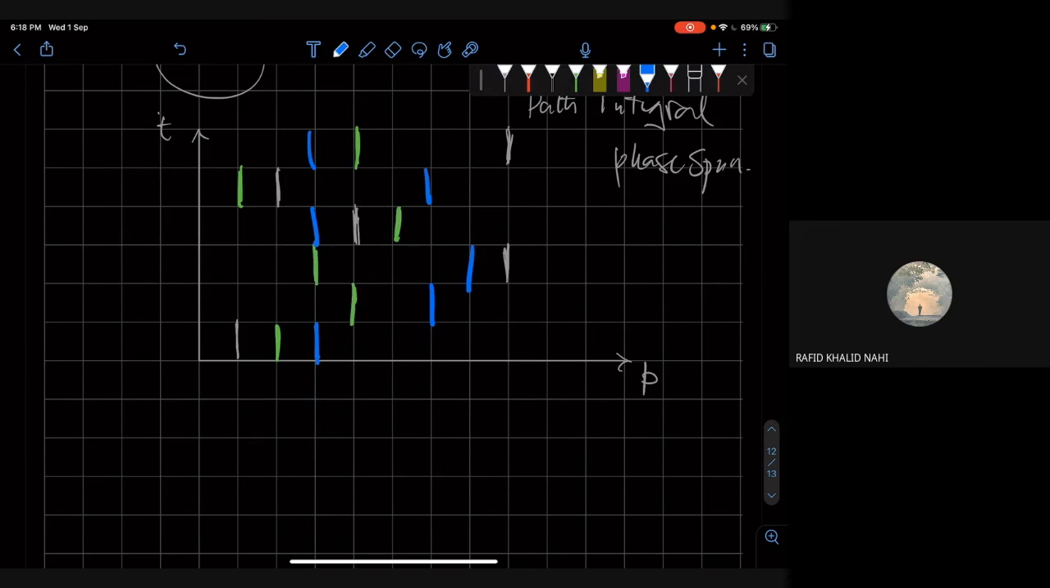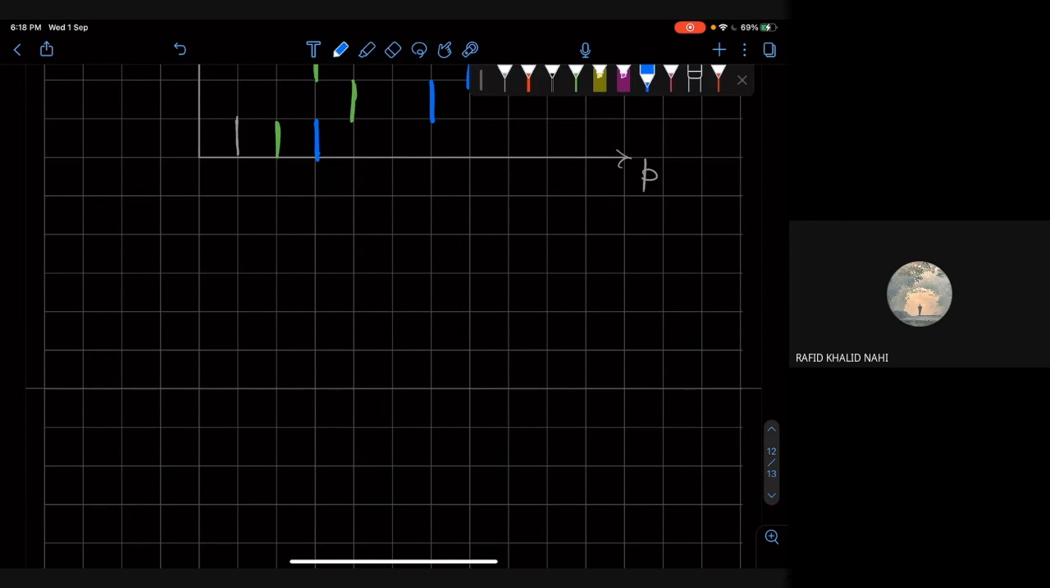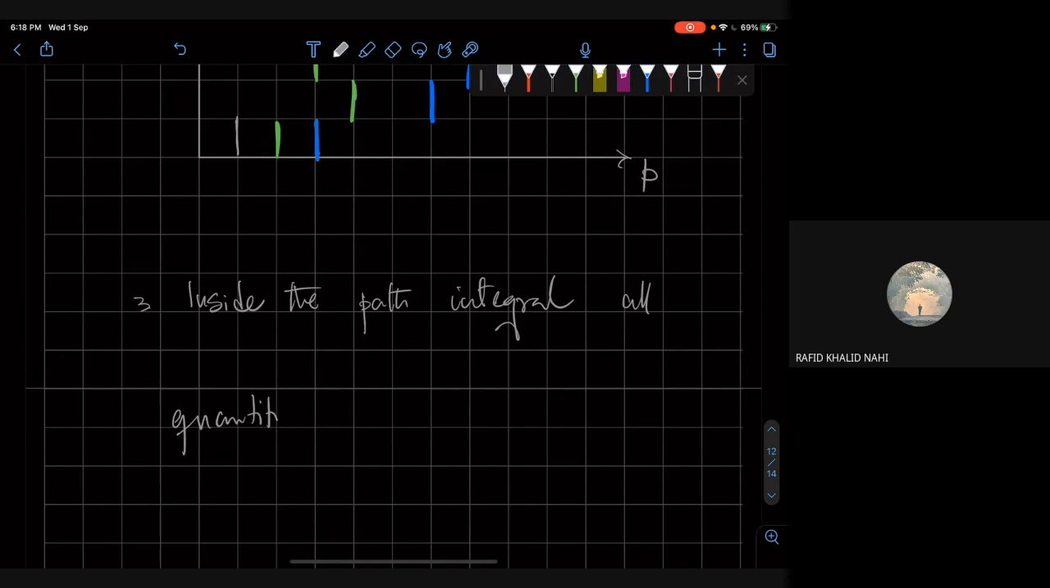And the last comment I want to make is that inside the path integral, all quantities are classical. It's just that the measure itself is a monstrous thing, and that's really what makes it a quantum object. Okay, so I'm going to stop here.